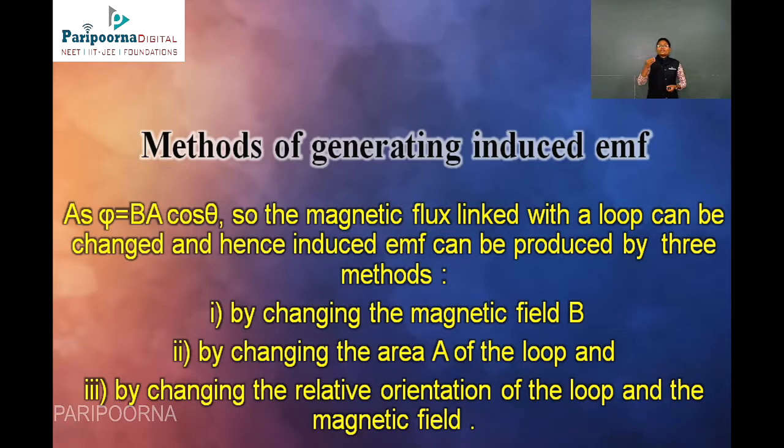Here come the methods of generating the induced EMF. As phi equals BA cos theta, the magnetic flux linked with the loop can be changed, and hence the induced EMF can be produced by three methods. First, by changing the magnetic field B. Second, by changing the area A of the loop. And third, by changing the relative orientation of the loop and the magnetic field. These are the three methods we can use to generate the induced EMF.